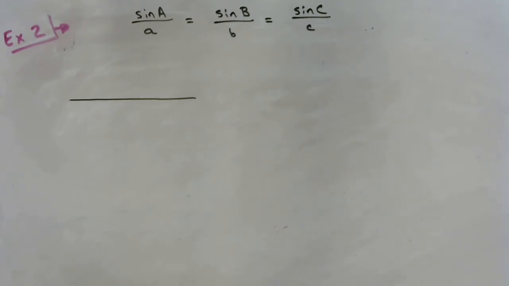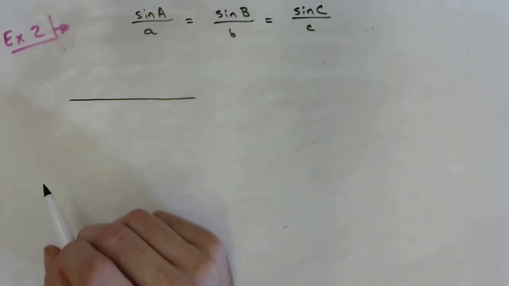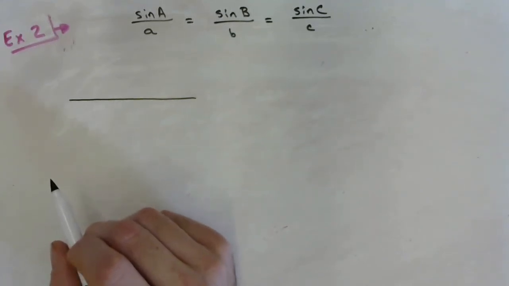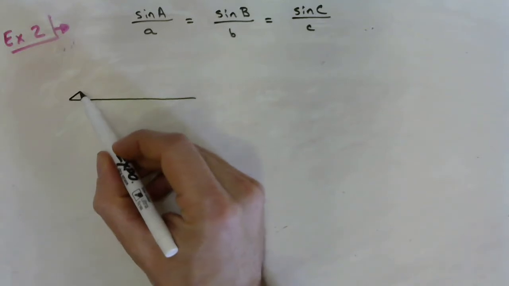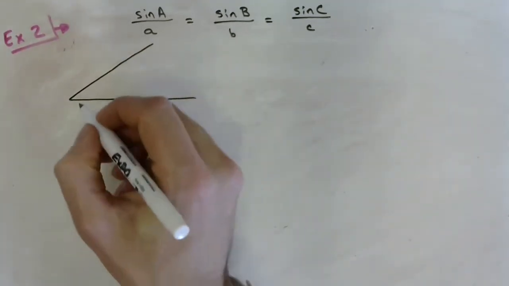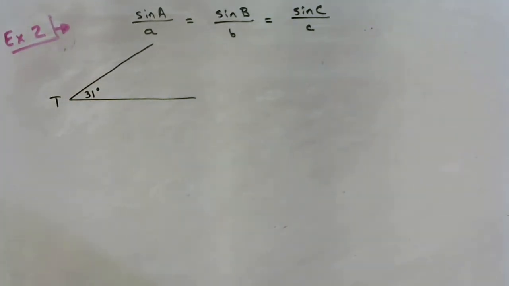The reason you start with a horizontal line is because you're actually going to start with the angle that they give you. You're going to measure angle T. So you're just going to try to draw something like a 31-degree angle, and you're going to call it vertex T.